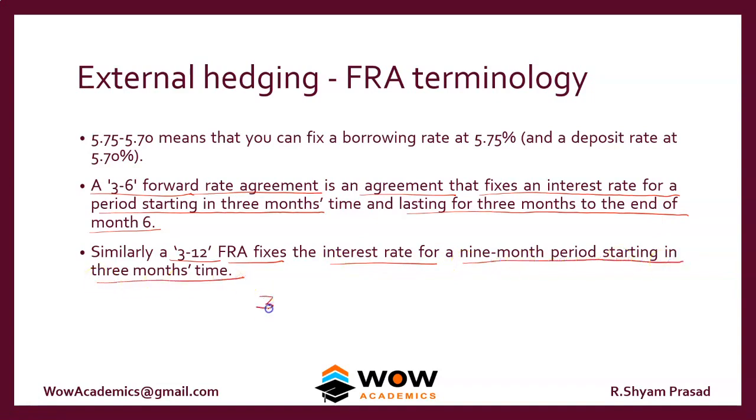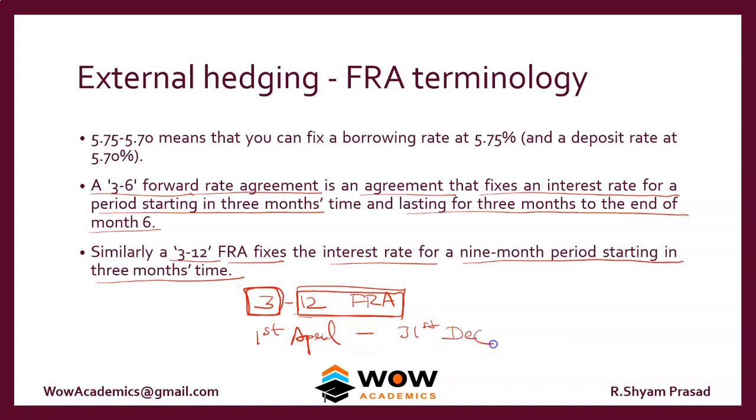See the first number, for example, we say 3-12 FRA. Here it refers to the contract starting in the 3rd month. Okay, so assume the year starts in January. On 1st April, the contract will start. And the total period of the FRA is 12 months. That means it runs from the 1st of January and ends on 31st December. So essentially, it is only a 9-month contract.